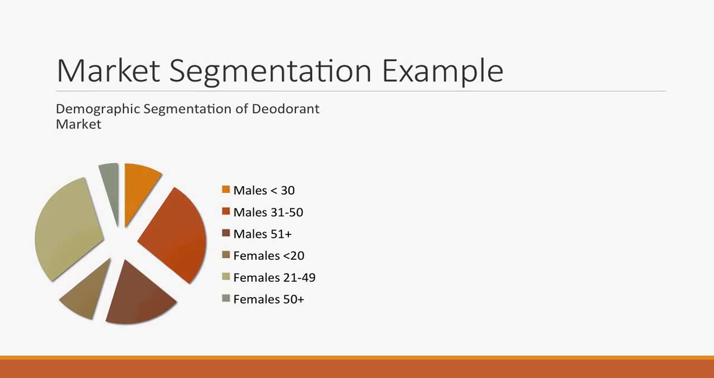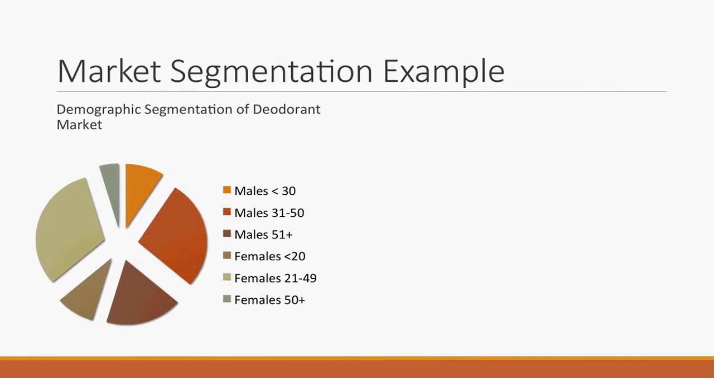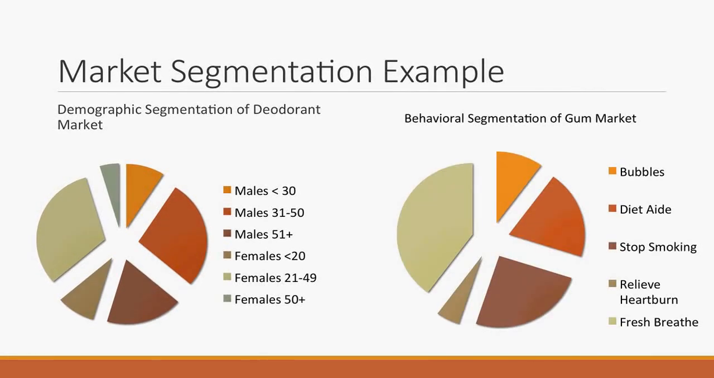Let's look at segmentation from another perspective. Let's look at behavioral segmentation. In other words, why are they buying the product? What benefit are they seeking? So if we were to look at gum, one way that we could segment the gum market would be to do it by demographics, age, or race, or gender, or whatever. But in this case, we're going to use behavioral segmentation and look at the reasons different people buy gum.